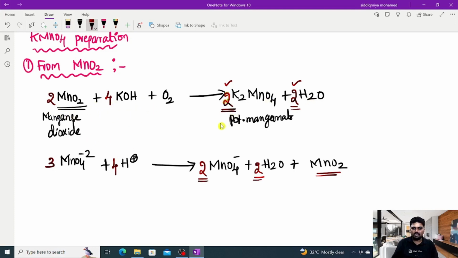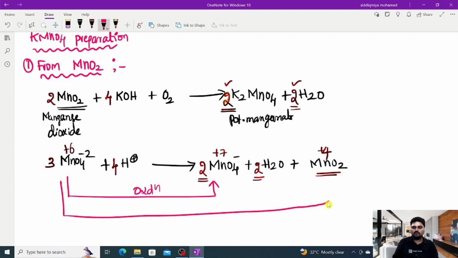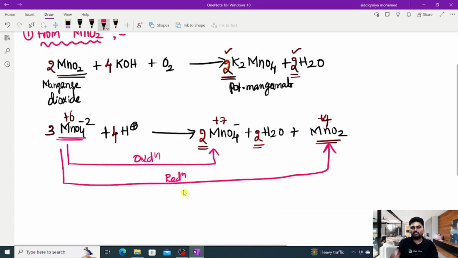Next, the potassium manganate carries plus 6 charge on the manganese. One manganese will undergo oxidation, another will undergo reduction, so it undergoes a disproportionation reaction. One manganese undergoes oxidation, another undergoes reduction, so that is why it is called disproportionation. Here manganese plus 6 ion disproportionates into plus 7 as well as plus 4. This is the preparation from MnO2.